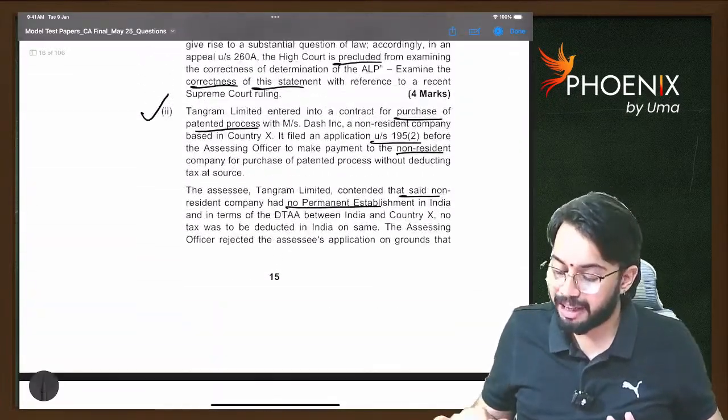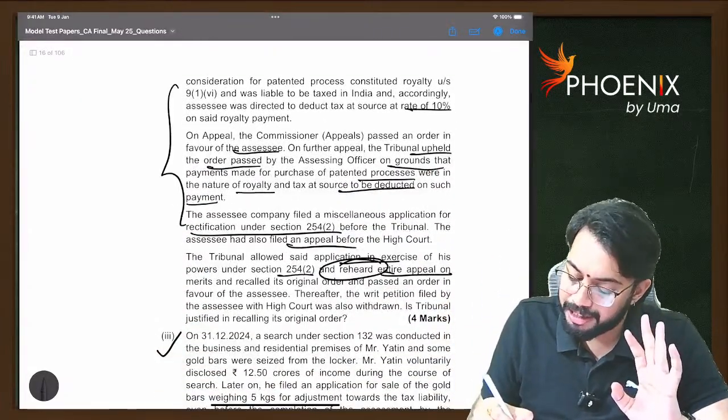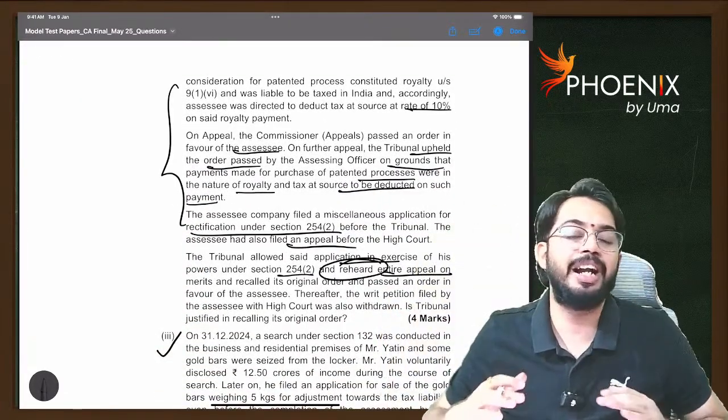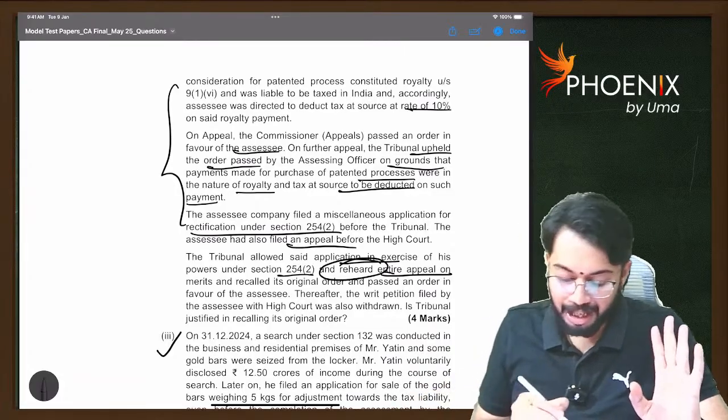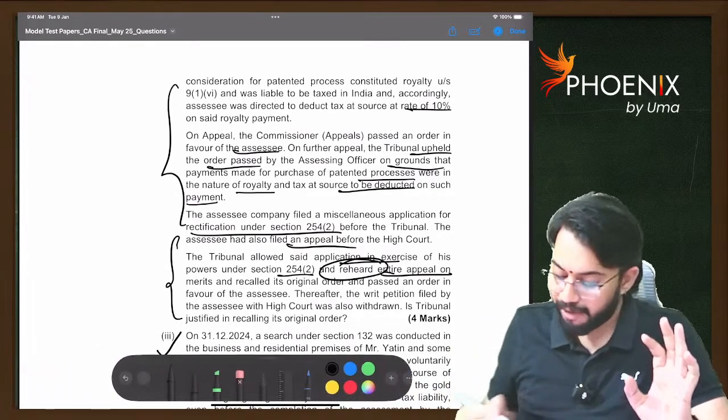See, whatever this is there, all this is useless. ICAI gave this much content to waste your time. The real content is there in this paragraph. I will tell you the story.